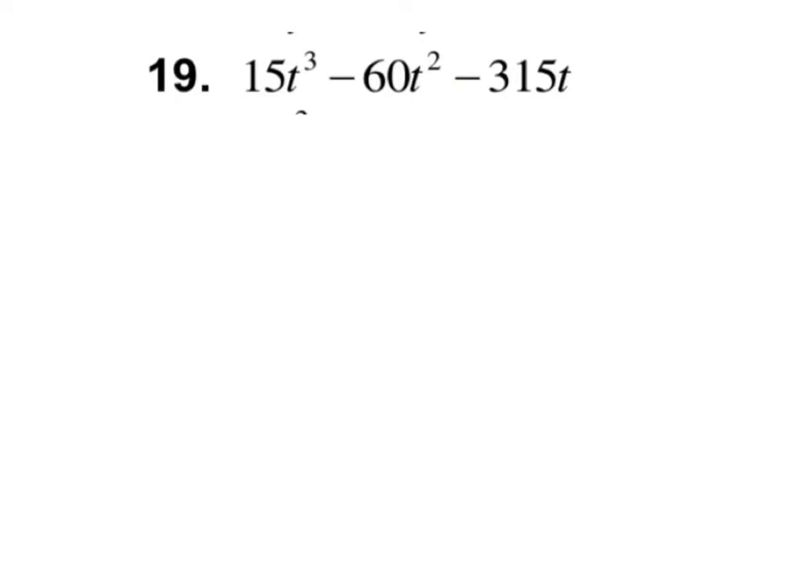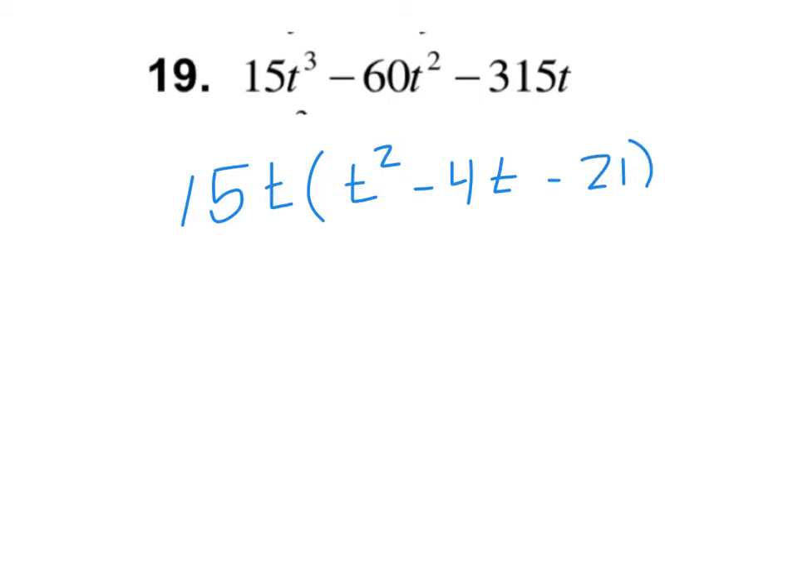Okay, here on number 19, I'm first looking for a GCF. I have one. They share a 15, and they all have a t. So I factor that out. That's going to leave me with t squared minus 4t, and then 315 divided by 15 is 21. That's minus 21.